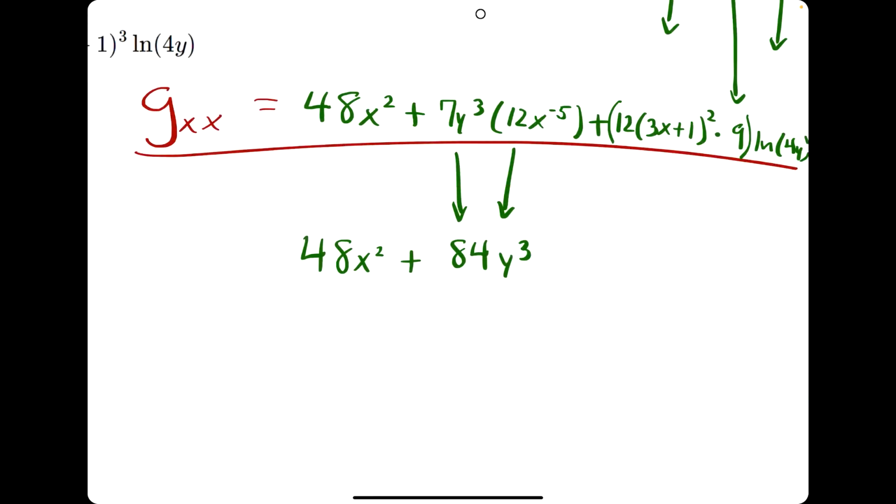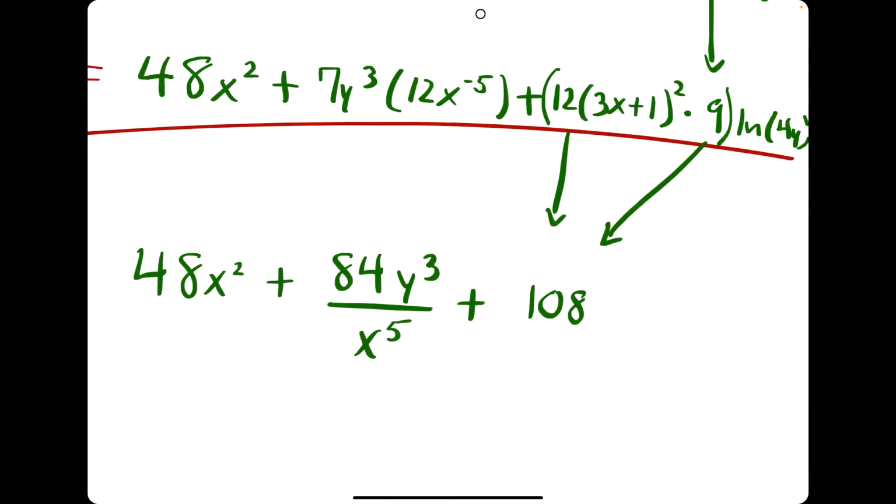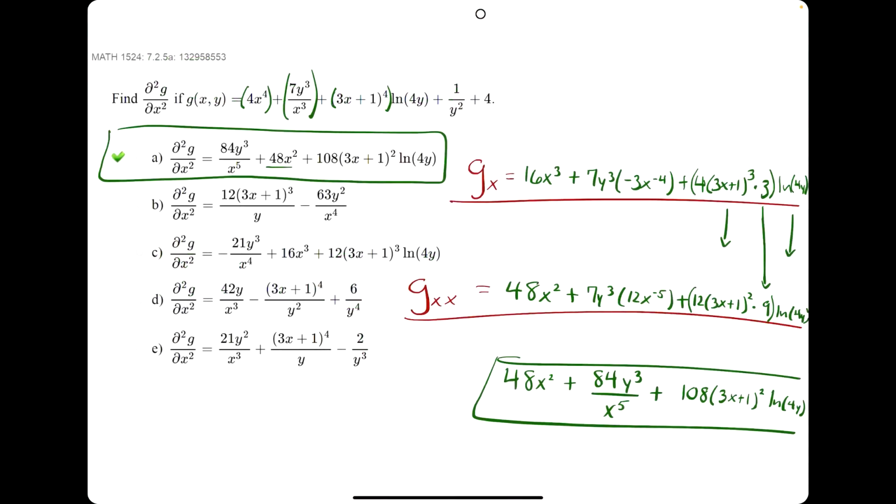So now 7 times 12 is 84. We have y cubed. If we have x to the negative 5, we can throw it in the denominator as x to the positive 5. 12 times 9. 96? No, 108. 12 times 9 is 108. And we leave the rest. And that's it. And we're done.